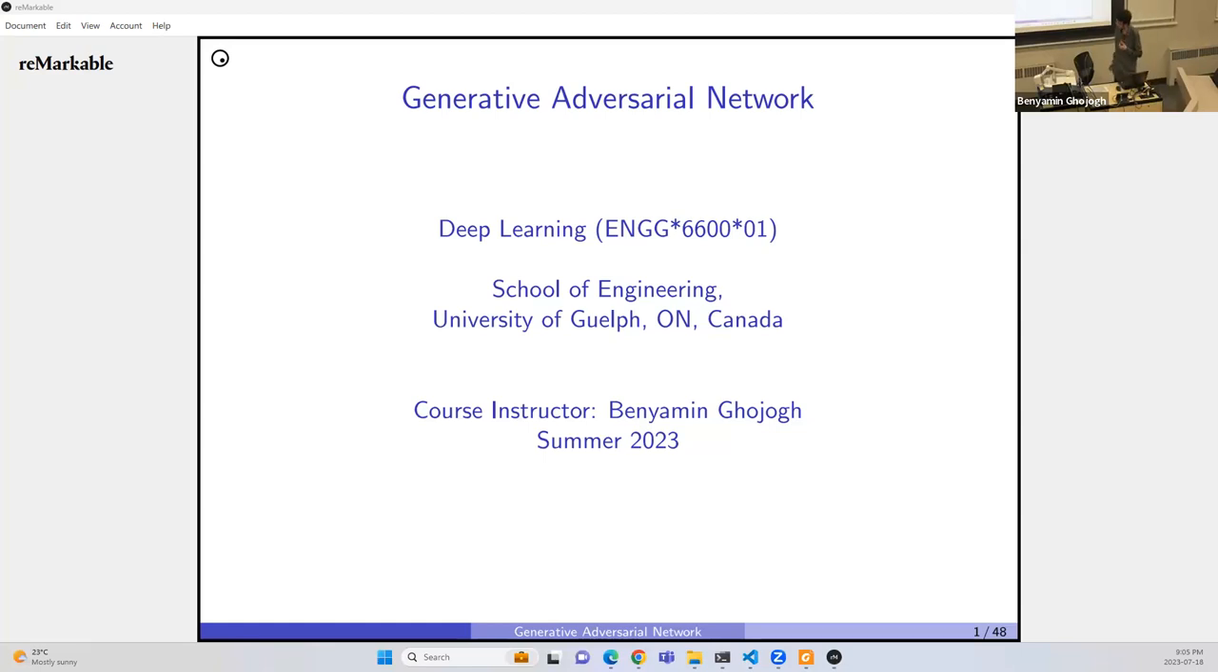Okay, now we talked about variational autoencoder. Now let's talk about generative adversarial network and adversarial autoencoder. This is another generative model, which was a competitor of variational autoencoder.